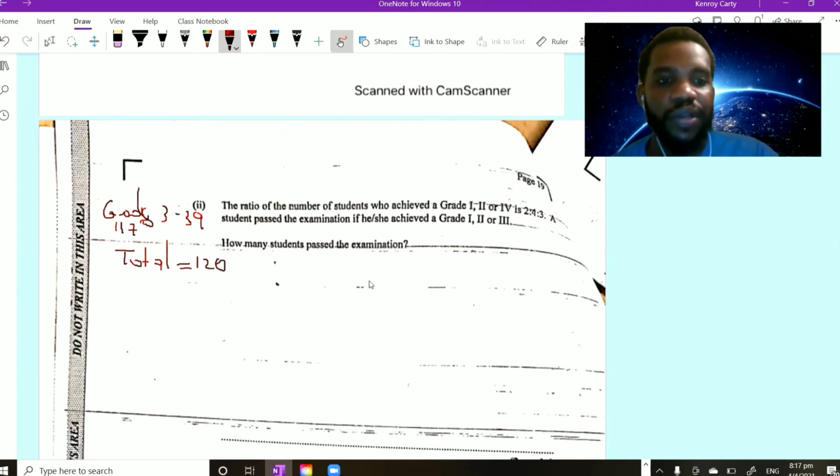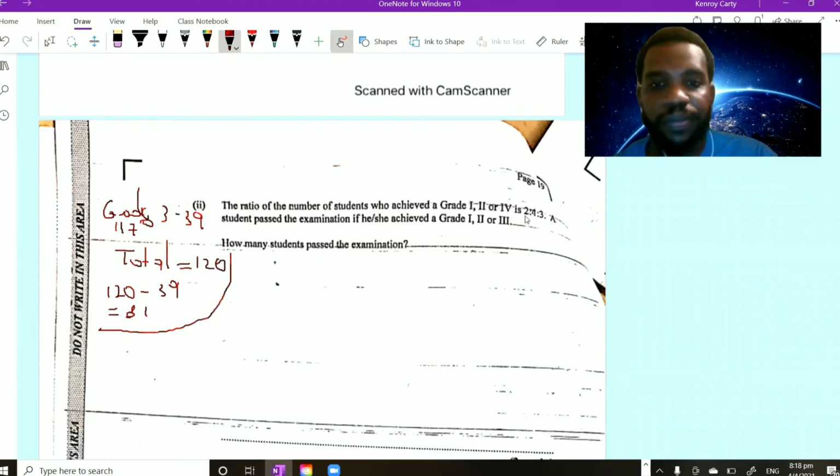Okay, first of all, we already know how many persons got grade 3. We know that 39 persons got that. So that's out of the ratio, which means I'm going to have to find the total number of persons who represent grades 1, 2, and 4. So it would be 120 minus 39, which gives me 81. So we have 81 persons to divide among grades 1, 2, and 4.